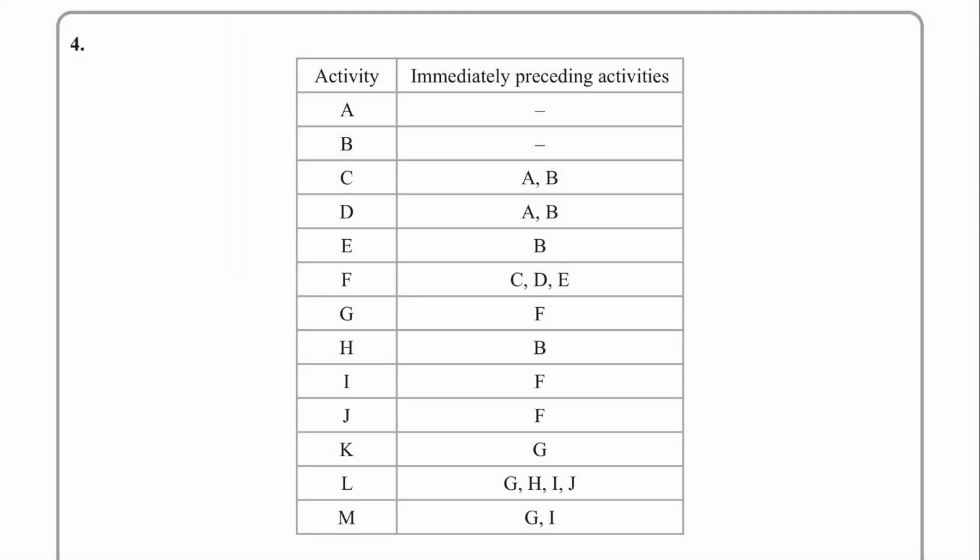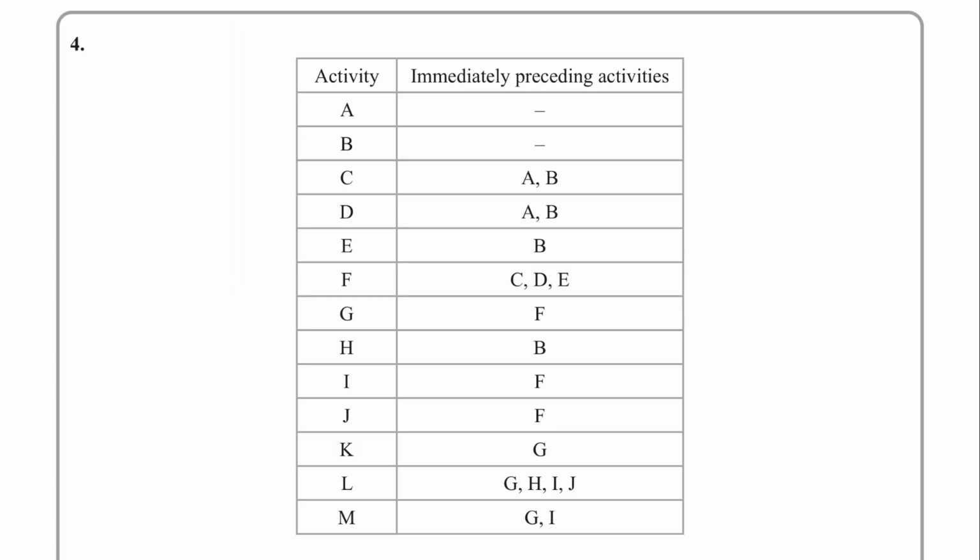Okay, so we're now looking at question number 4 from the January 2024 Decision 1 Mathematics paper. Here we are given a precedence table and they want us to draw an activity network from this table. Now this example might have been a little bit confusing due to the use of dummy activities in here.